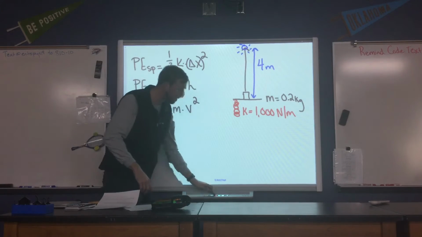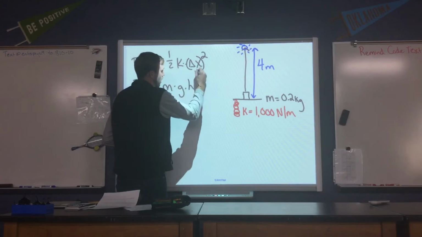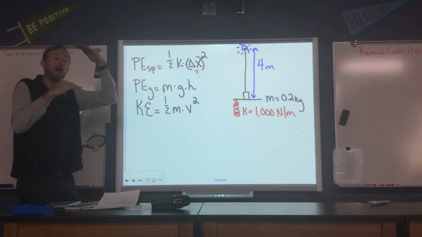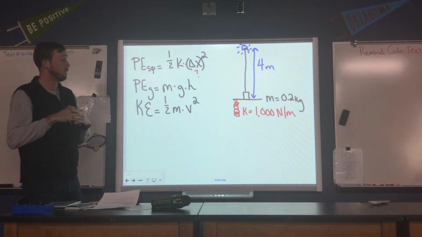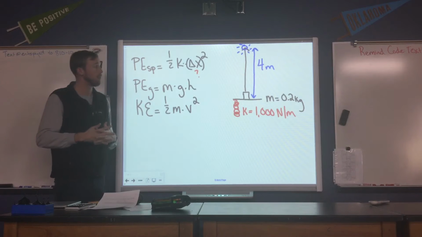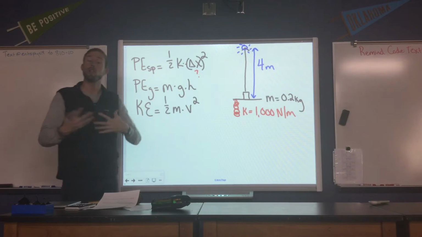Now, that means we want to end with finding a delta x value. That's really what we're trying to get to. How much do we need to compress the spring by? So how do we figure that out? Well, using the idea of conservation, right?